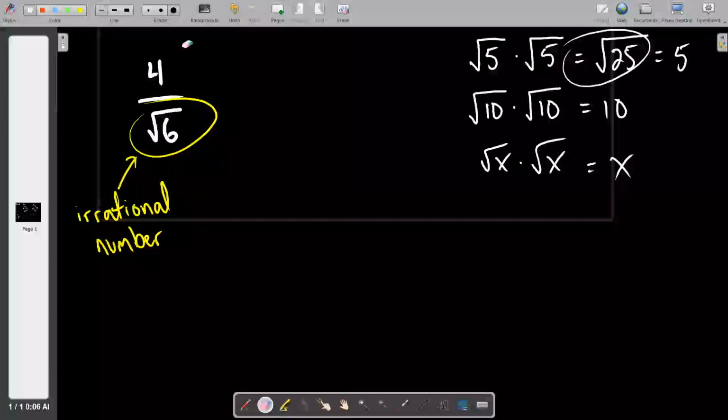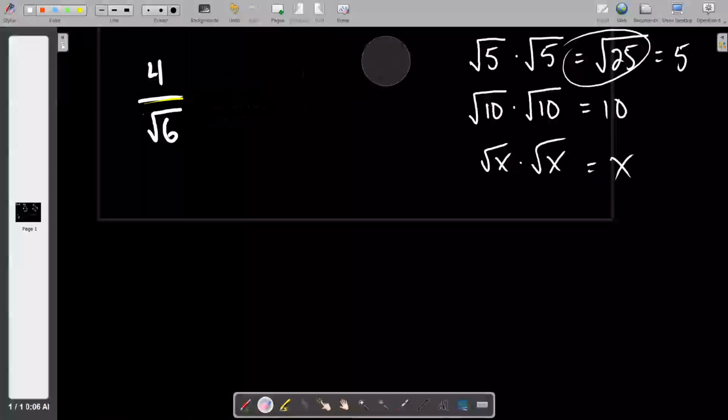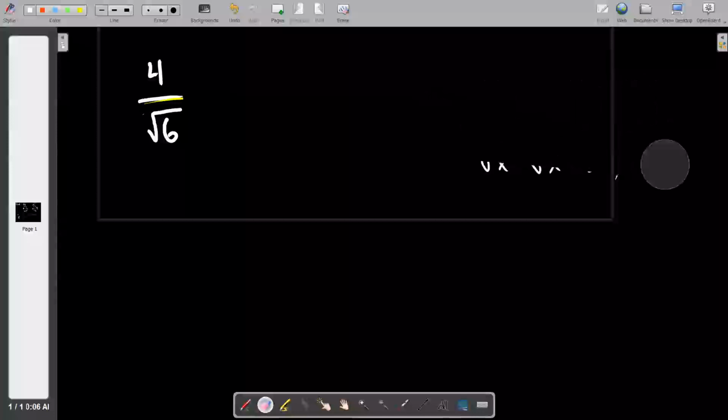So what we have here is an expression with an irrational denominator, and our job is to make it rational. This is a skill, like I said, that anyone would expect you to have, in the same way that they expect you to know how to reduce fractions or know your times tables.